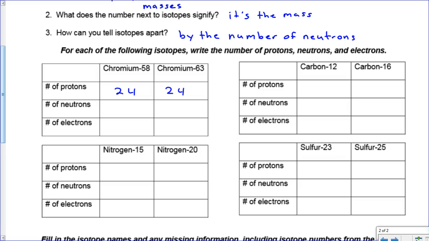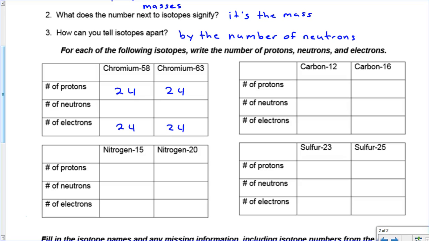Also, for this entire side of this sheet, we're going to assume that there's the same number of protons and electrons because we don't have any ions on this side of the sheet. So that means it will also have 24 electrons. So in essence, for this entire sheet, all 4 of these boxes are going to have the same number. The thing that we're looking at is the number of neutrons.